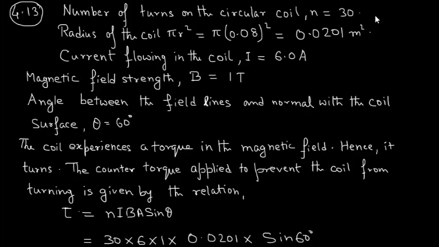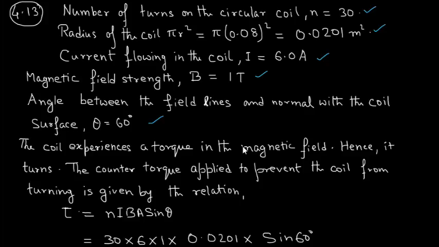So, number of turns on the circular coil n is equal to 30. Area of the coil, pi r squared, is equal to pi times 0.08 squared, which is equal to 0.0201 meter squared. Current flowing in the coil I is equal to 6 ampere. Magnetic field strength B is equal to 1 T. Angle between the field lines and the normal of the coil surface, theta, is equal to 60 degrees. The coil experiences a torque in the magnetic field, hence it turns.